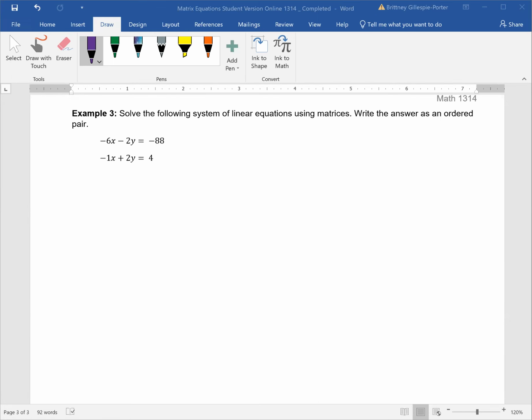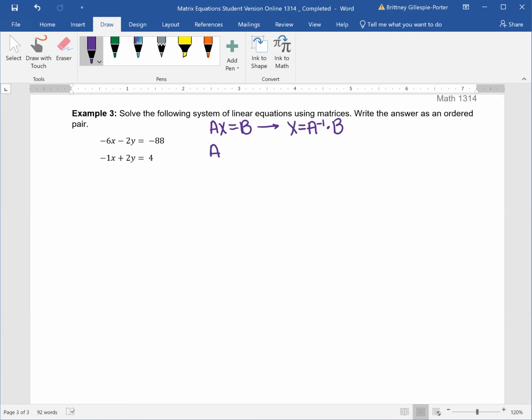Let's do another example of solving our system of equations using matrices. So when I ask you to do that, and it's in this form, remember we're going for AX equal to B, because that means that we can find X equal to A inverse times B, assuming that A inverse does exist.